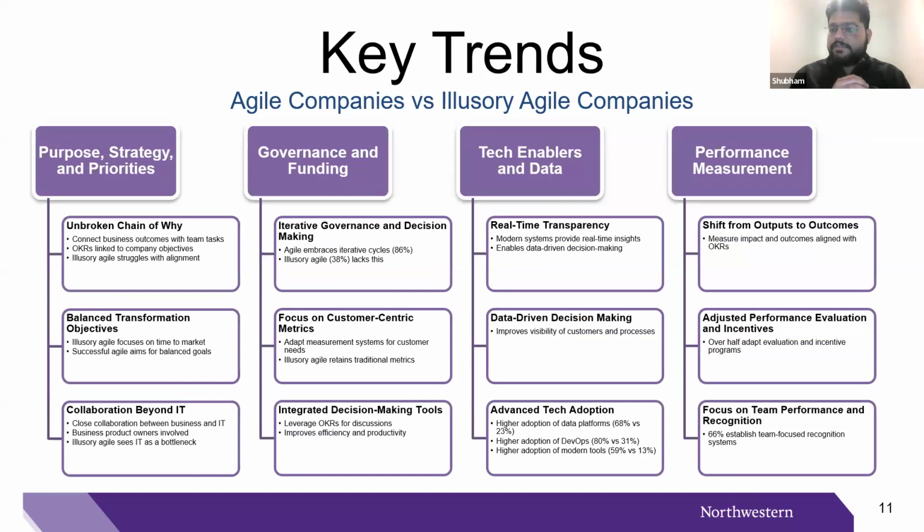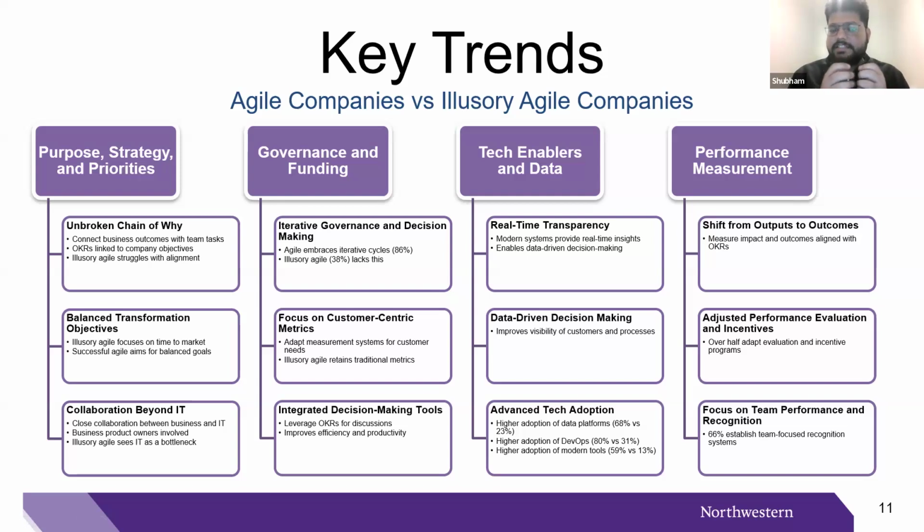Now, talking about categorizing agile companies versus illusory agile companies, we have categorized based on 4 pillars as to how agile transformations can be assessed as successful. One is purpose, strategy, and priorities; the governance and funding of projects within the organization; the tech enablers and data that are pushing through the agile projects; and performance measurement. I'll highlight just a few boxes where we get a comparison between agile companies and illusory agile companies. As you can see, agile companies embrace more iterative cycles versus illusory agile companies.